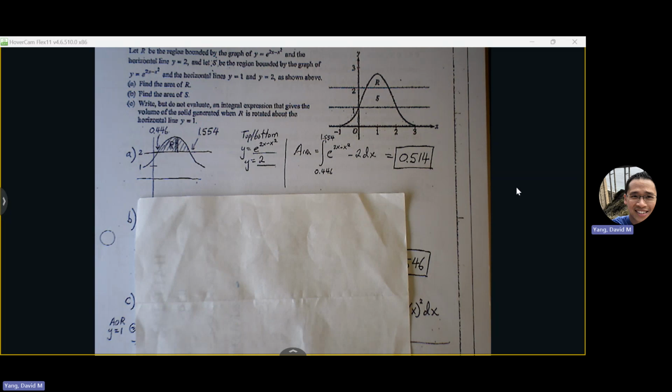Top minus bottom for part A. For part B, find the area of S. We can brute force it and think of S as three separate regions. But the more elegant way to work through S is to find the area of R plus S. Treat this like one region. Find the area of that, and then simply subtract R. Once you do that, you're left with region S. So find this region first.